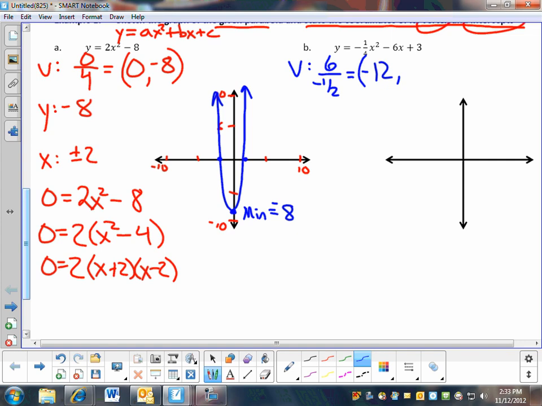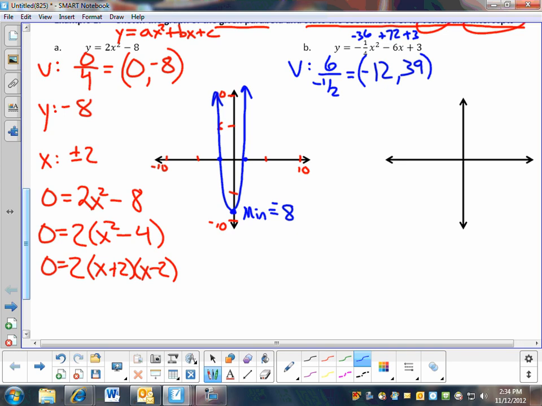Okay, -12. How do I get the y value? Plug it in. -12 squared, 144. Times -1/4, -36. Minus 6 times -12, -72. So I have plus 72 plus 3. -36 plus 72 plus 3. 39. There's my vertex.